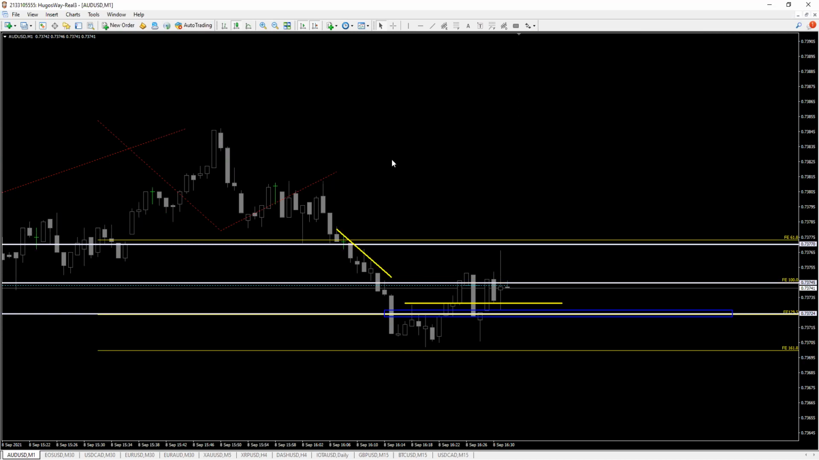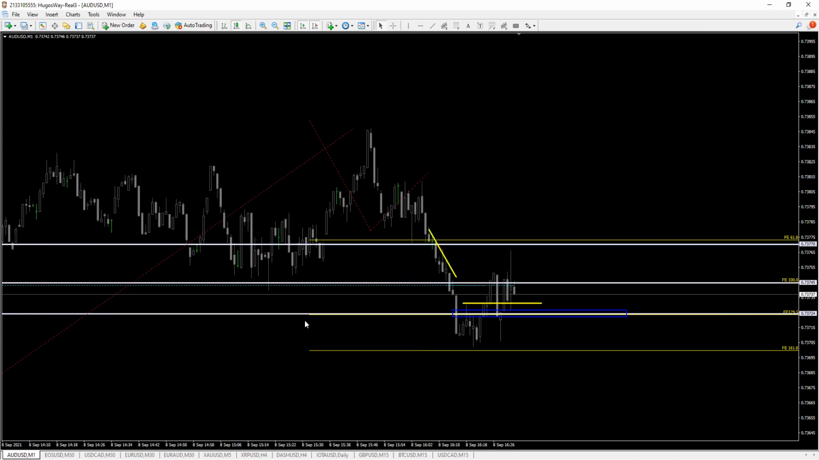Looking right here on this 1-minute chart, you see how price is failing to close back above yesterday's low, this dotted blue line? That's another sign that we're still in the right directional bias, in bearish conditions.